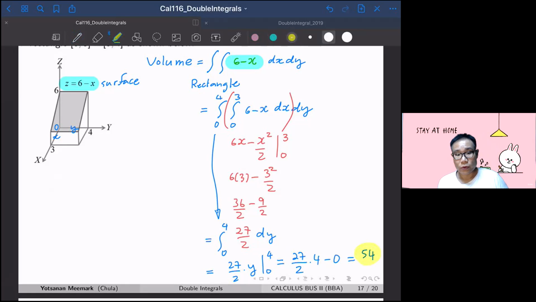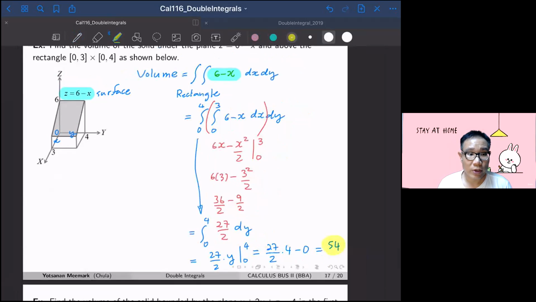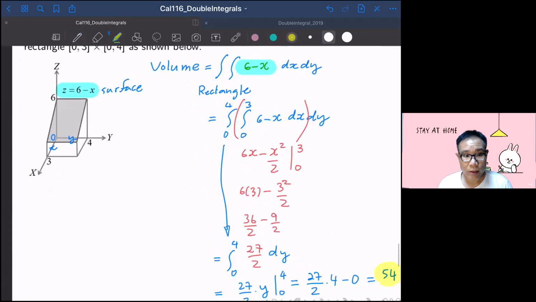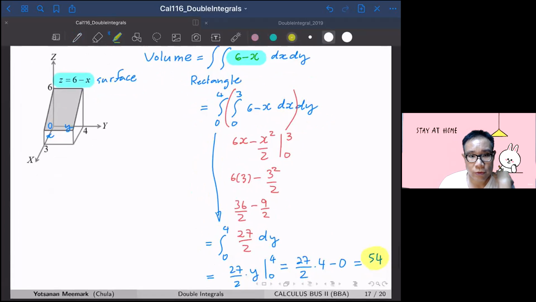So this one, you can use the double integral in order to obtain the volume of the solid bounded by this surface. However, this surface and this solid look familiar. So you may use the geometry from your high school in order to find this volume instead. So let's try to find the volume by just using your high school geometry.